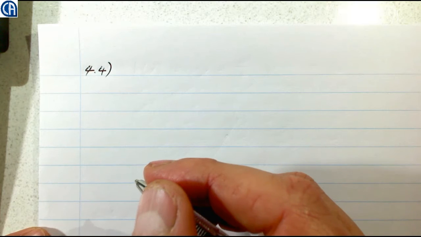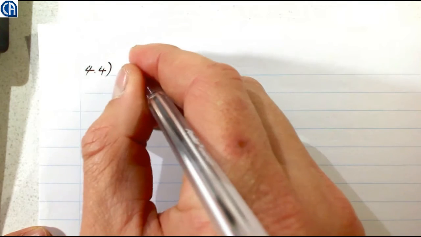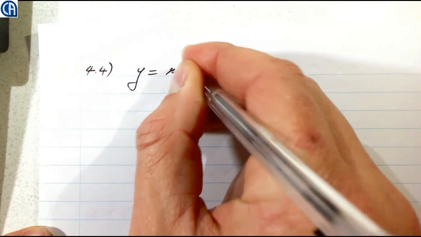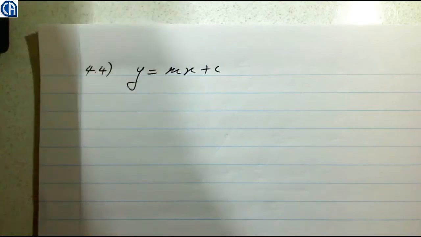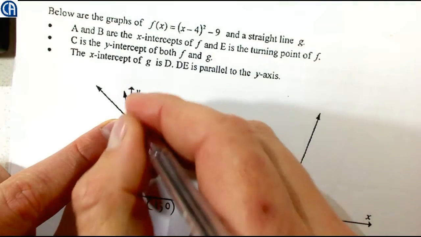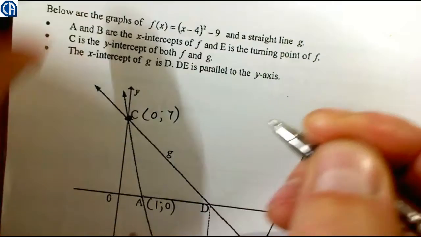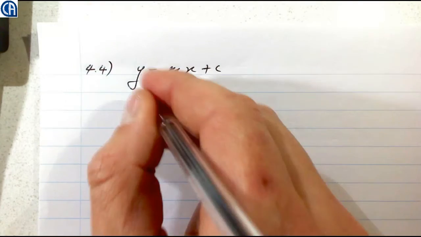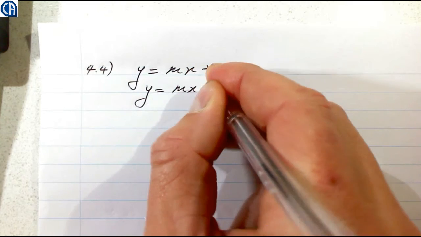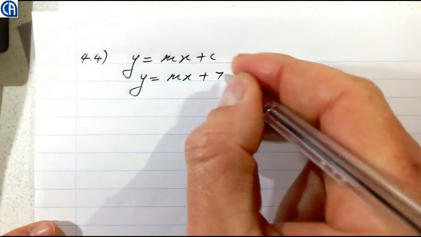Okay, so we need the equation, which is y equals mx plus c. Do we have the y-intercept? Yes, we do, which is (0, 7). So that would become y equals mx plus 7.